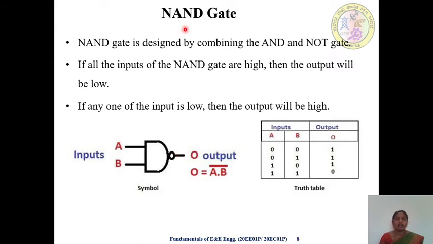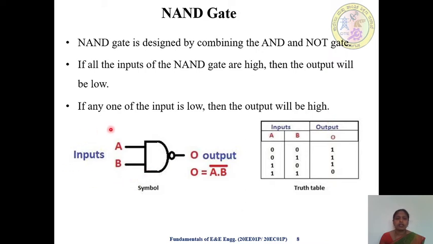Next is the NAND gate. NAND gate is designed by combining the AND gate and NOT gate. If all the inputs of the NAND gate are high, then the output will be low. If any one of the inputs is low, then the output will be high.